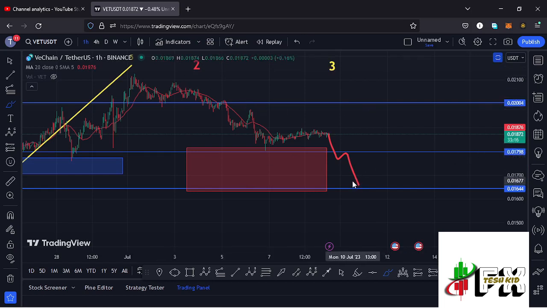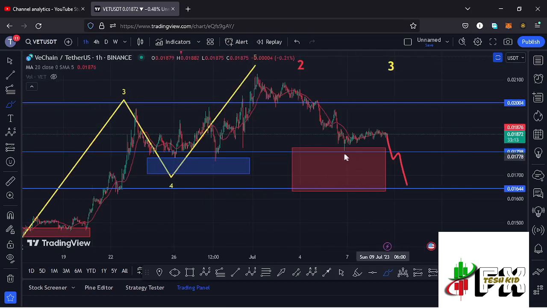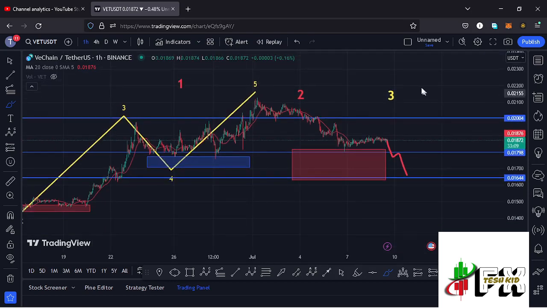And that would be suggesting that there are chances that Vechain might give us one more leg down in the formation of this wave 2 before we can start gearing up in the formation of this larger Elliott wave count 3, which is impulsive.